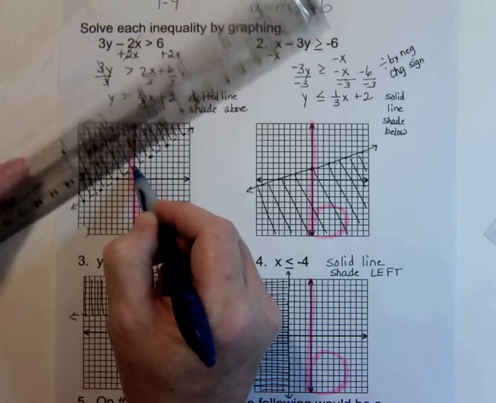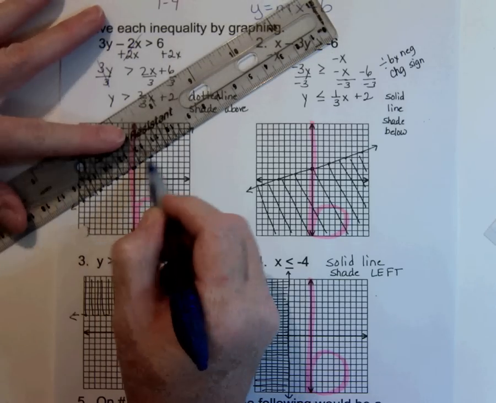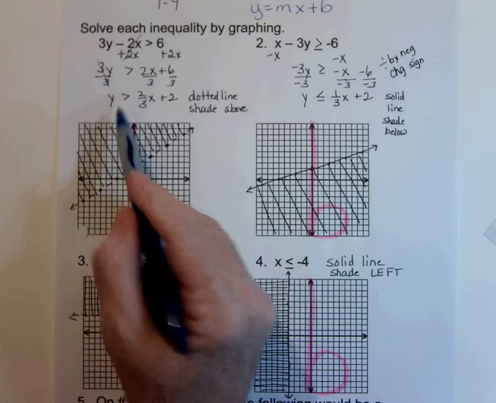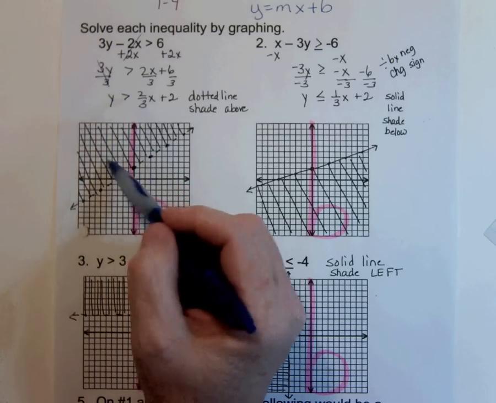Please use a ruler. Draw a dotted line. This one would end up being dotted because it shows just a greater than. Since it's greater than, it's shaded above.